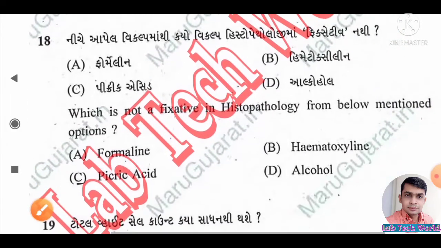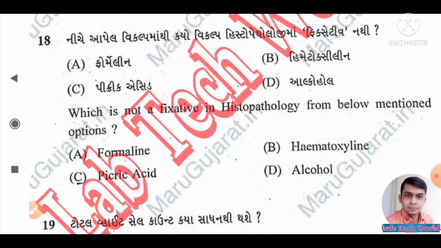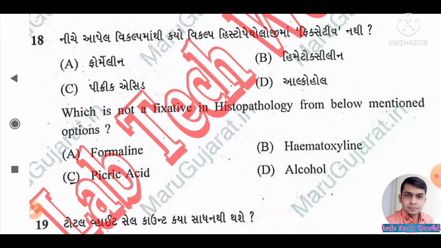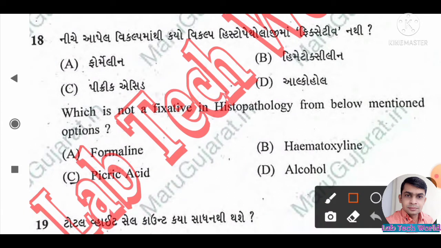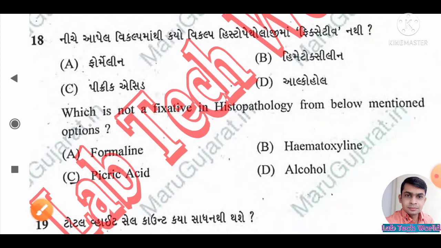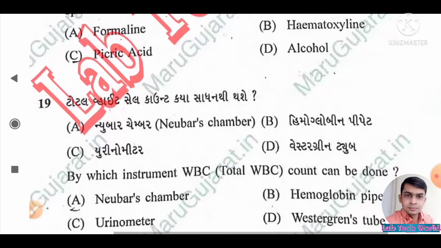Move to the next question, number 18. Which is not a fixative in histopathology from below mentioned options? Options A formalin, B hematoxylin, C picric acid, D alcohol. And the correct answer for this question is B, hematoxylin is not an example of fixative used in histopathology. The rest of the examples, that is formalin, picric acid and alcohol, are used as fixatives in histopathology. So option B is the correct answer for this question.